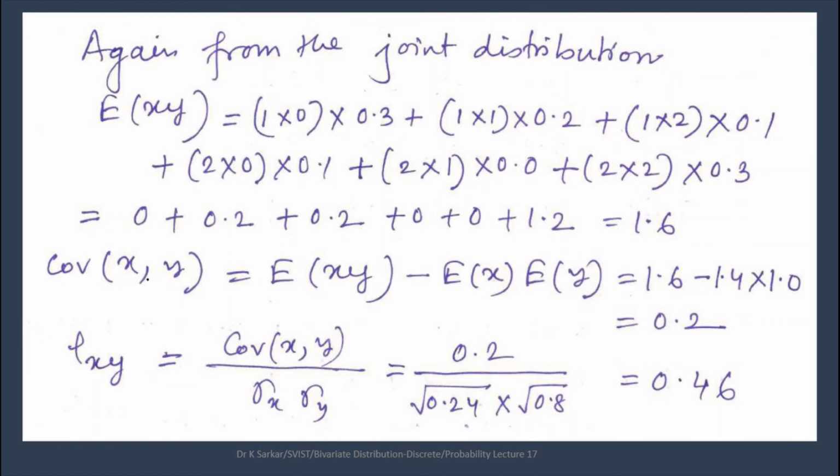Now covariance of xy is expectation of xy minus expectation of x, expectation of y. Putting all the values, we are getting 0.2. Now rho xy equals covariance of xy divided by sigma x, sigma y, which is 0.46. Therefore, the correlation coefficient is 0.46.